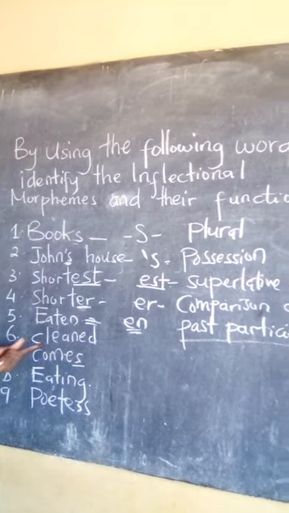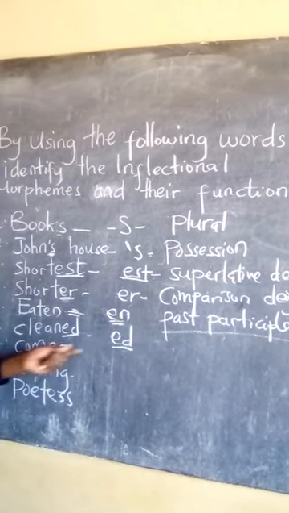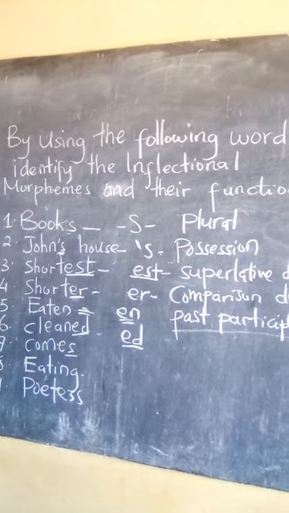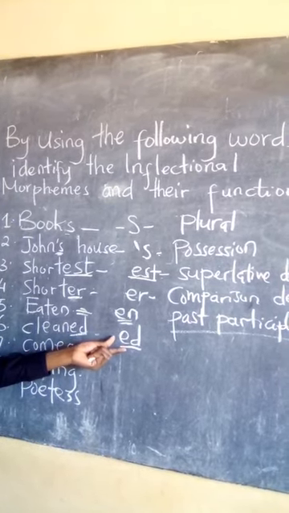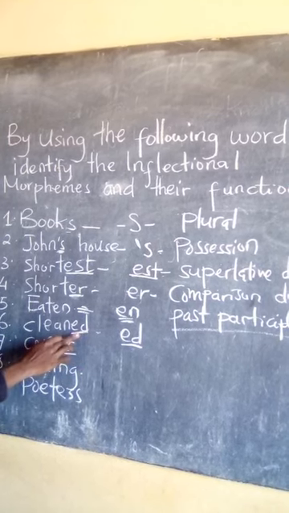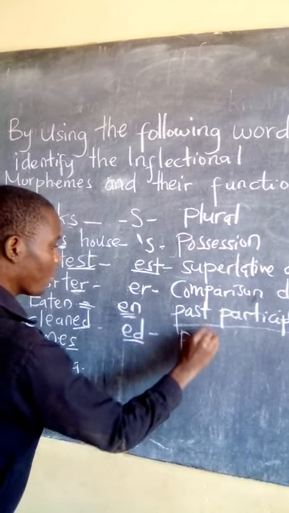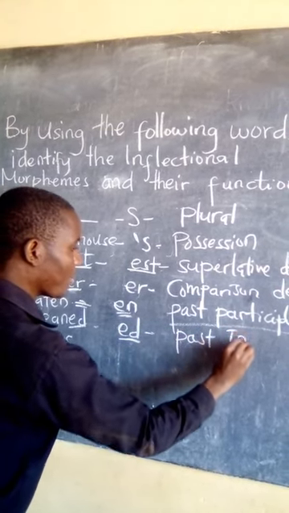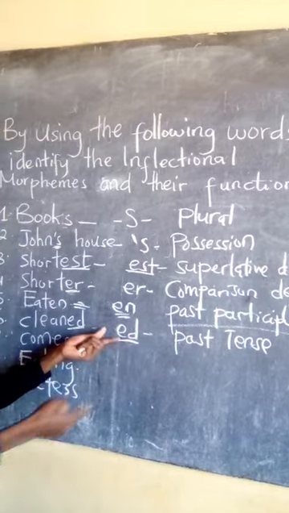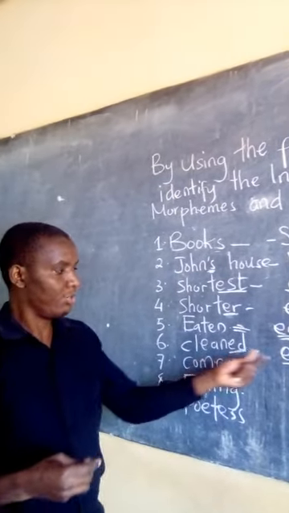But there is another word, cleaned. We have ed. The additional affix or morpheme is ed. It is an inflectional morpheme, but the role which it plays here is to show past tense, especially past tense in regular verbs.